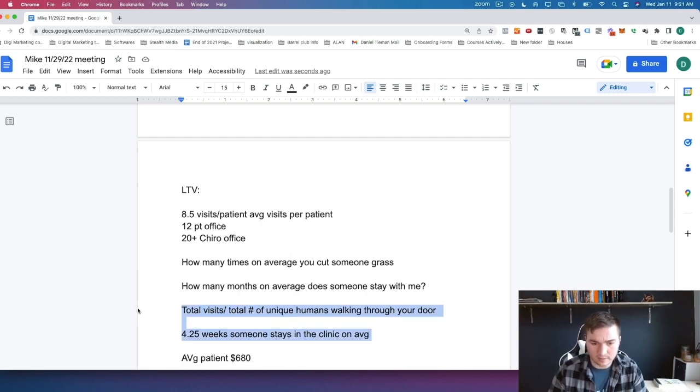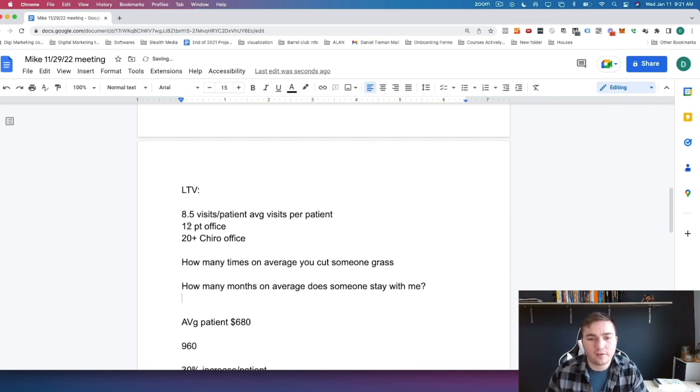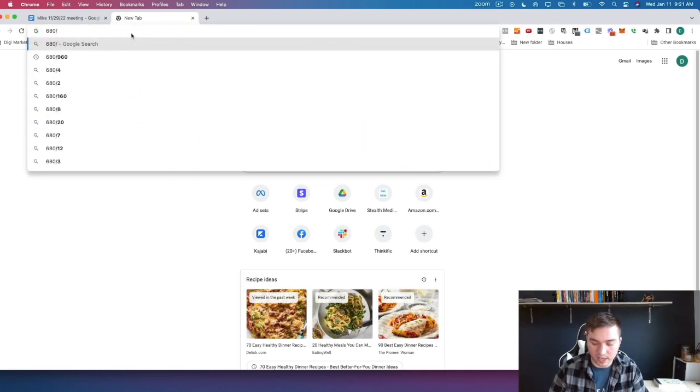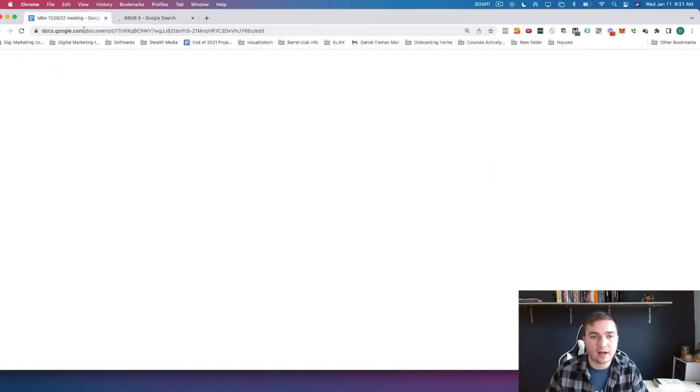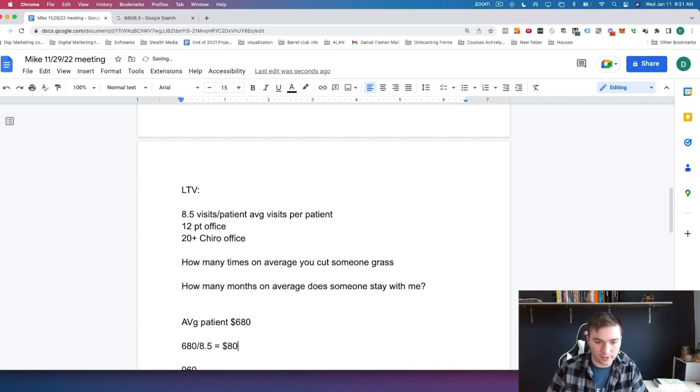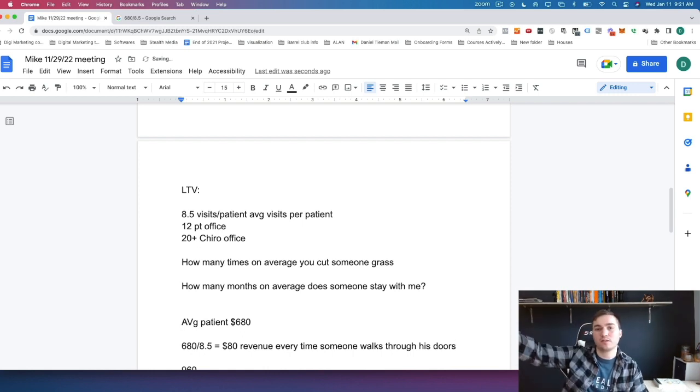I'm not going to worry about this right now. What we found out based off of 8.5 visits, our average patient's only paying us $680. How we figured that out is just their reimbursement rate. So I just take 680 divided by 8.5. And this is how much he earns every time someone walks through his doors on average. He gets about $80 in revenue every time someone walks through his doors, right? It's just an average. Sometimes he gets more, sometimes he gets less. Average. That's all this is.